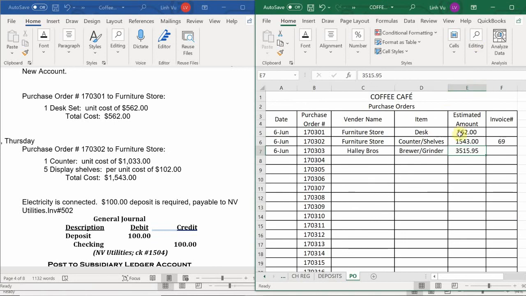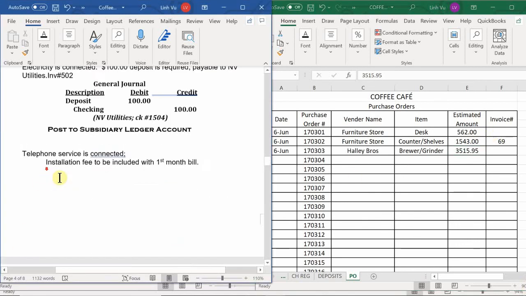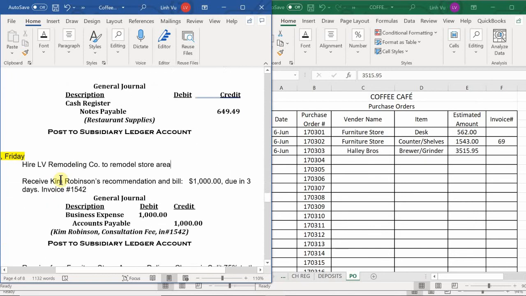Yes. So in this case, there you go. And I received the items. And how do I know? I verified it because I received the bill, invoice number 69. Okay.